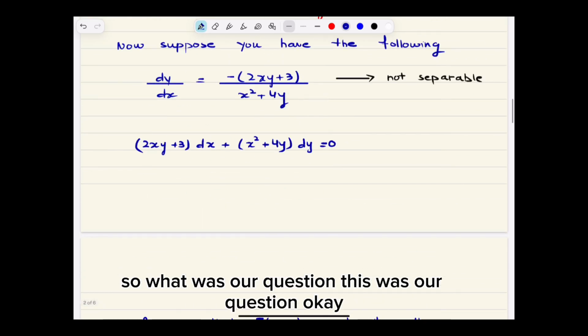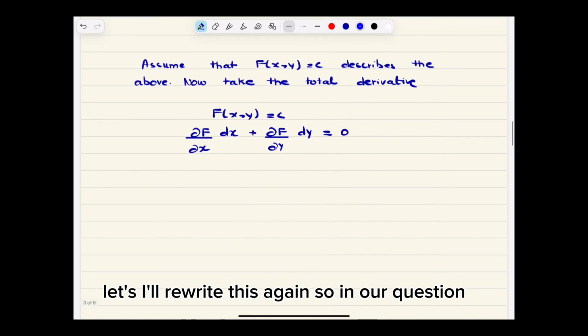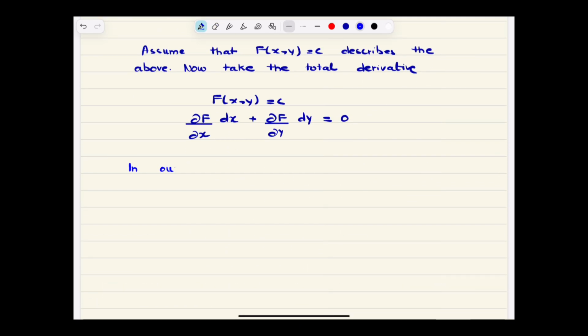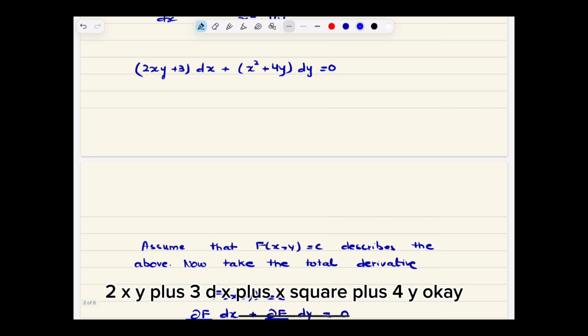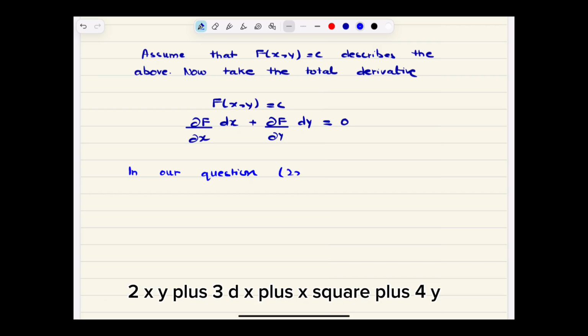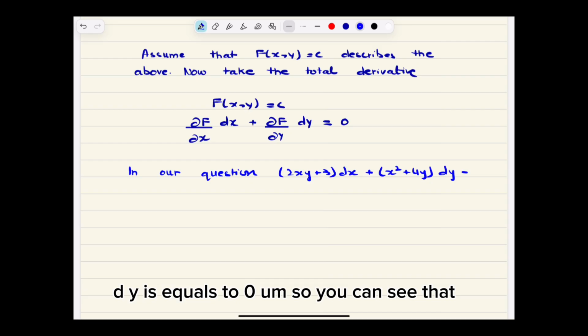So what was our question? This was our question. Okay, I'll rewrite this again. In our question, we had, let me scroll up, (2xy + 3) dx + (x² + 4y) dy = 0. Okay, so this was our question.